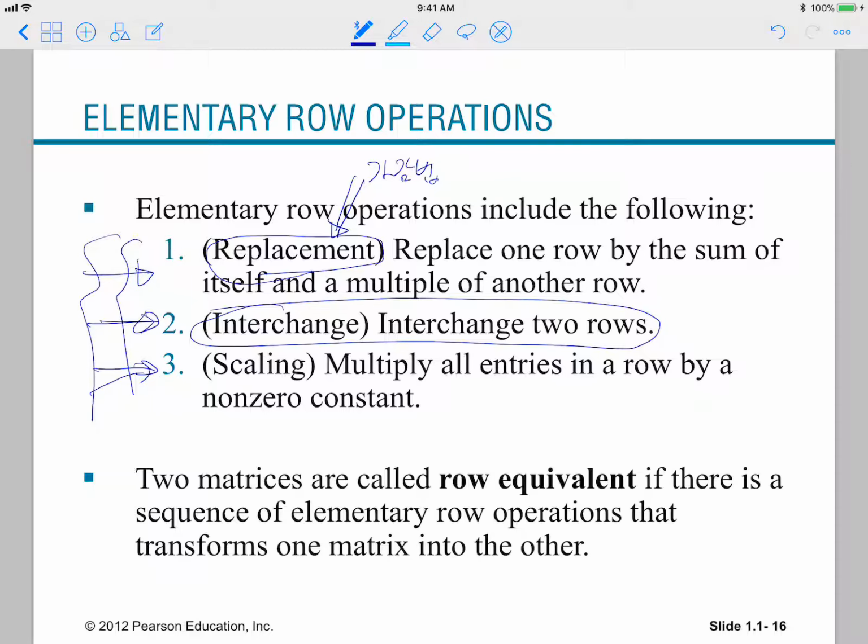Now let's study a few new terms. We see the term row equivalent. Row equivalent means that if we have a matrix, which will be our augmented matrix, and we change it by applying some of these elementary row operations.